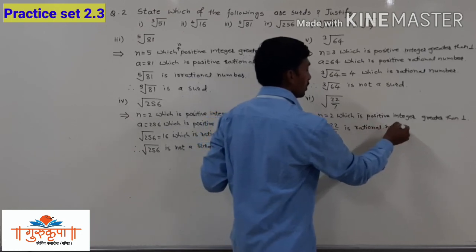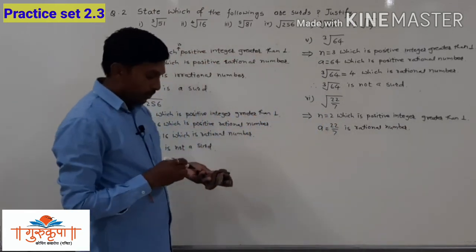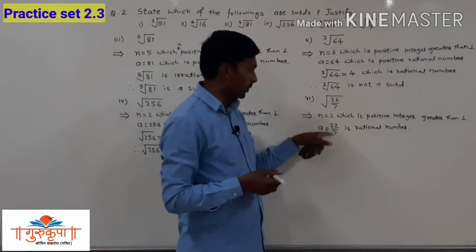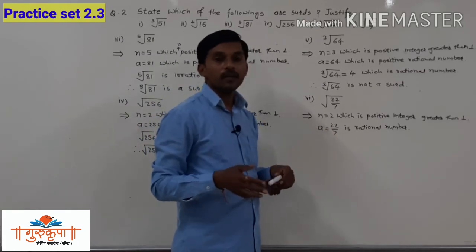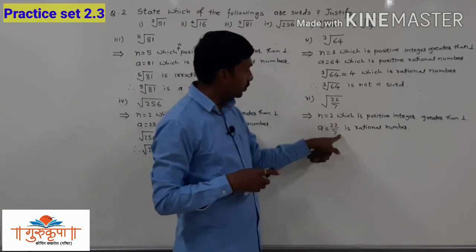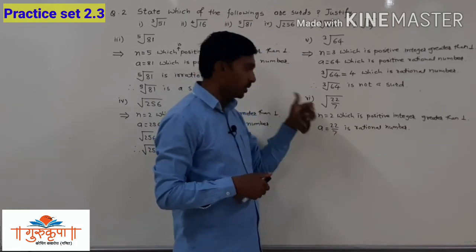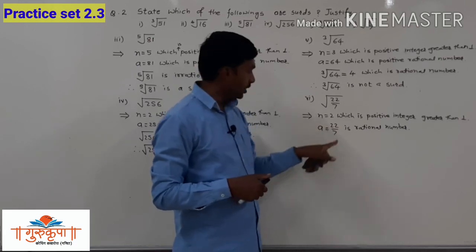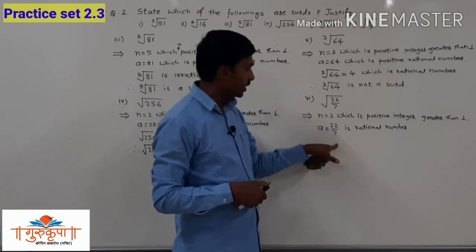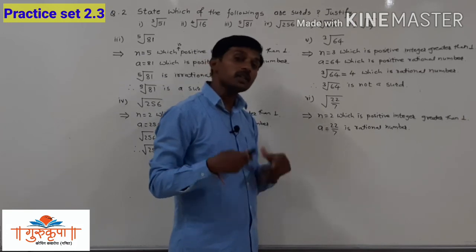This is the confusion for many students, since we know that 22 upon 7 is the value of pi, and pi is an irrational number. Actually pi is an irrational number, but 22 upon 7 is not irrational. We already simplified this number in the previous exercise. We write the decimal form of this number, and that is non-terminating recurring.